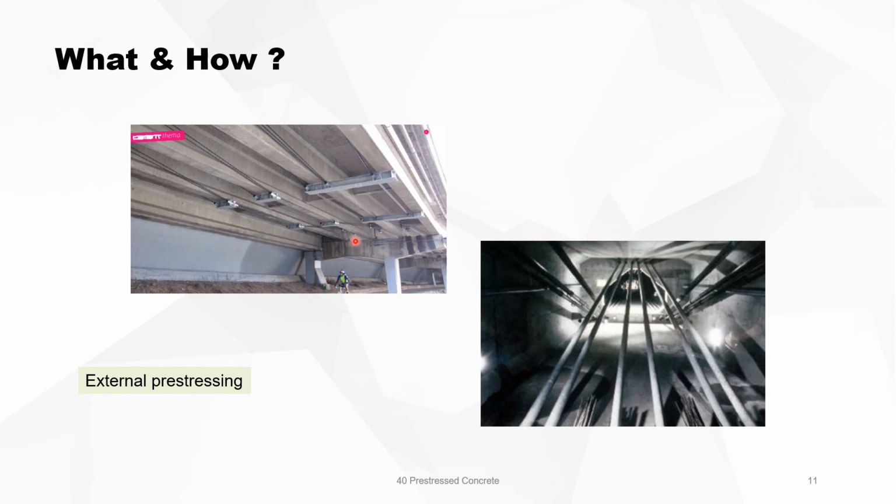External pre-stressing can also be, for instance, to fortify a bridge. These are the beams of the bridge, and you can have external cables which you can put under stress. This is again inside a bridge where you have the cables running freely.